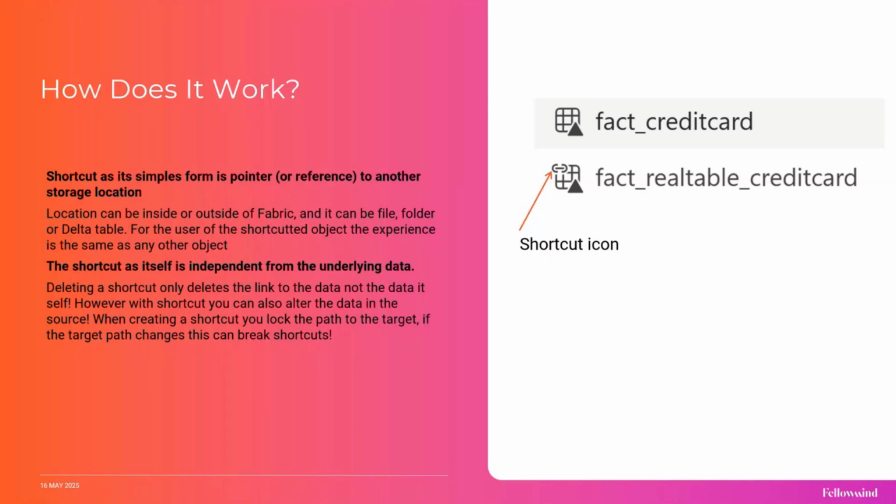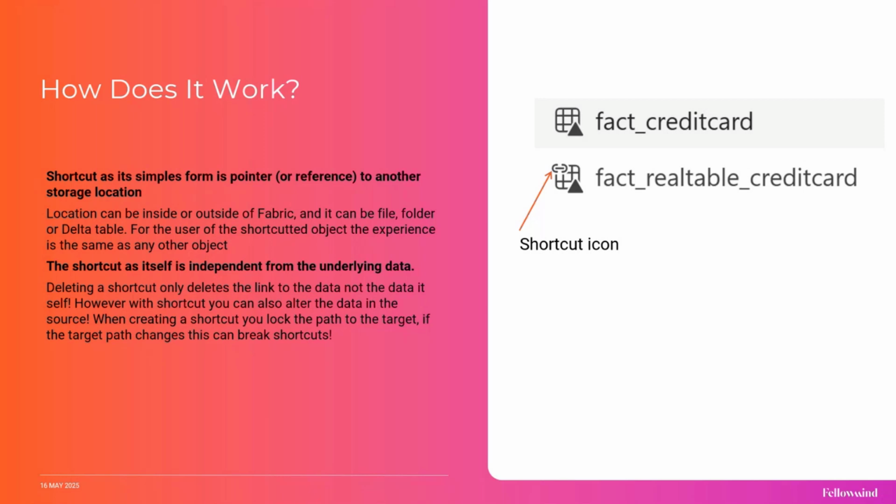As a concept, you can think of shortcuts as a pointer or reference to another storage location. The location can be inside of Fabric, or it can be a file, folder, or a table. For the user, the shortcut object works just like the real table or a file would work. So the experience is the same.